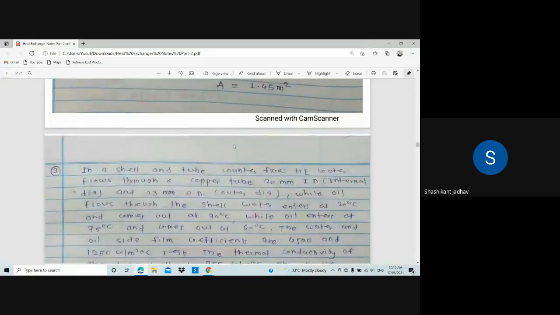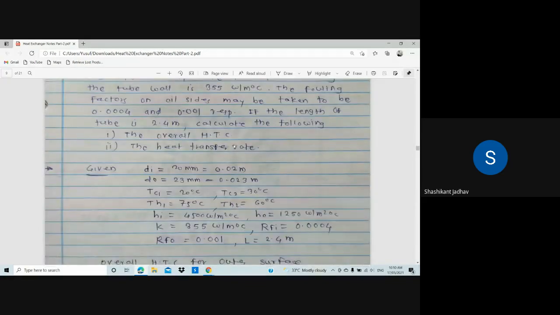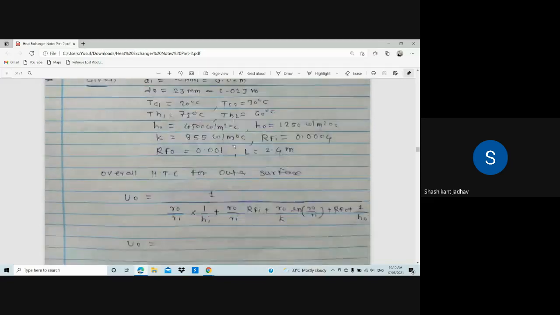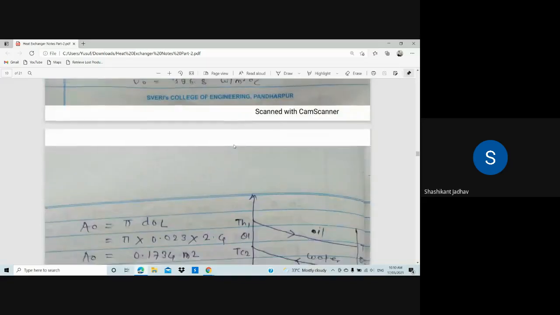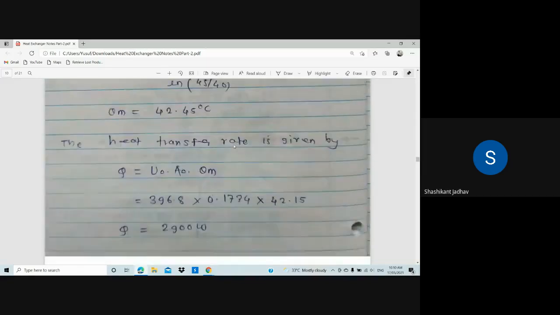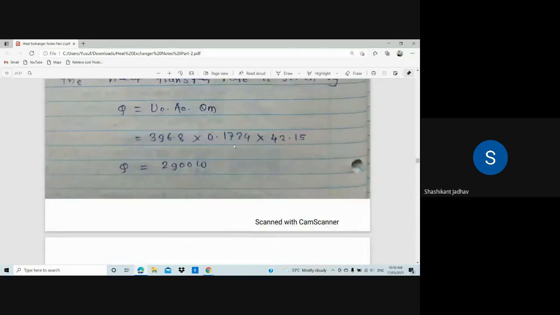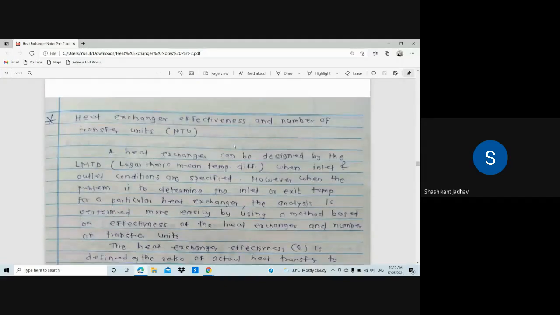Okay, and in the third problem, first we calculated the value of the overall heat transfer coefficient for the outer surface, then we calculated the value of AO, then theta m, and then q. So these are the problems related to the LMTD method.